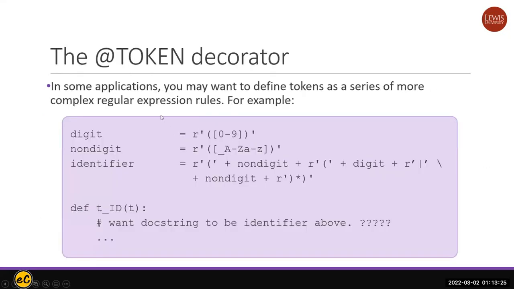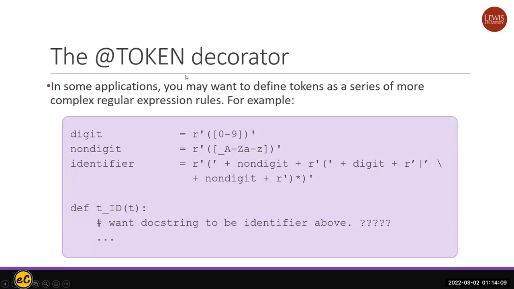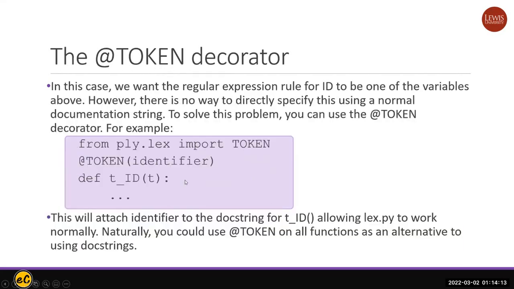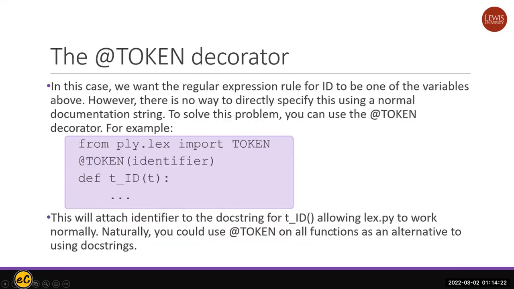Here we have a decorator called the @TOKEN decorator. In some applications, you may want to define the token as a series of more complex regular expression rules. So here you have digit, non-digit, and ID rules. We already talked about the ID rule, so let's just look at it. The ID rule has a docstring to identify a variable. You can use it like a token, an identifier. With the @TOKEN decorator, you will be able to put that regular expression rule into the docstring. That's something you can use.